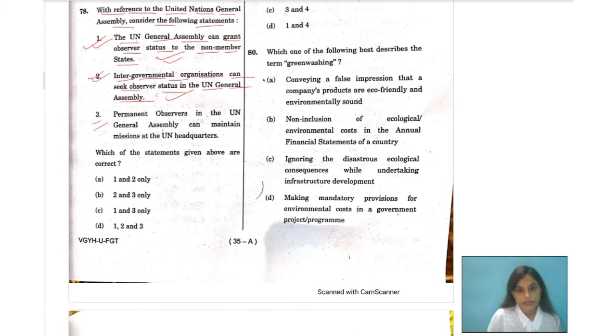What about number three? Number three is also correct because it says permanent observers in the UN General Assembly can maintain missions at the UN headquarters. So this means that the permanent observers may participate in the sessions and the workings of the General Assembly, and then they can maintain the missions at the UN headquarters.